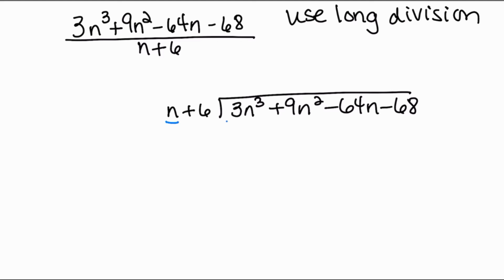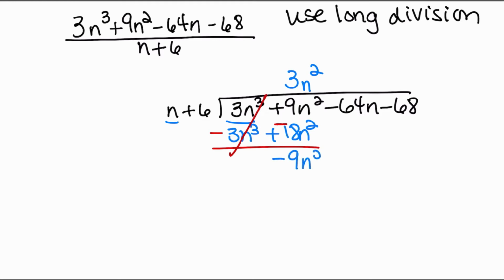N times what is 3n to the third? 3n squared. Line it up above the n squared. So now I multiply. 3n squared times n, 3n to the third. 3n squared times 6 is plus 18n squared. Draw a line, change the signs, cancel. 9 minus 18, negative 9n squared.